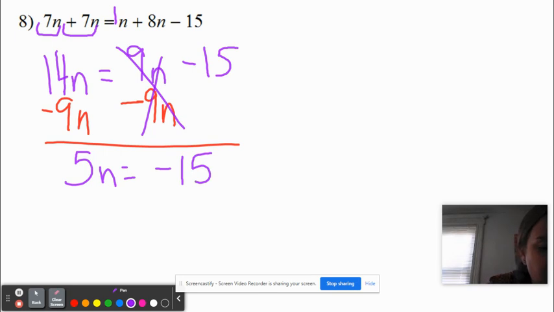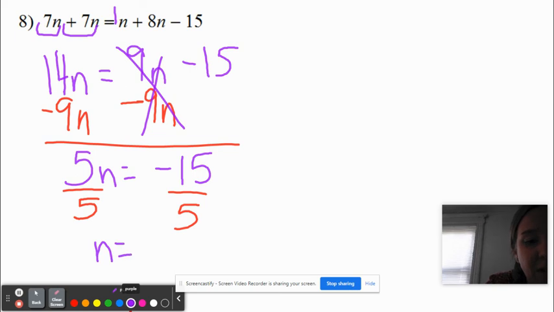So now I've got it down to a one-step equation. 5 times n. We're going to divide both sides by 5. And we got n equals. Negative divided by positive is a negative. 15 divided by 5 is 3. Final answer, negative 3.